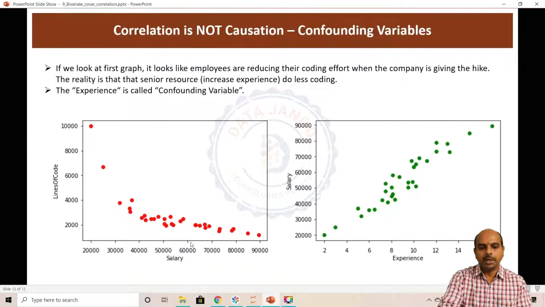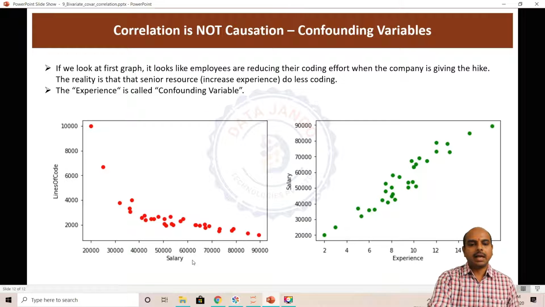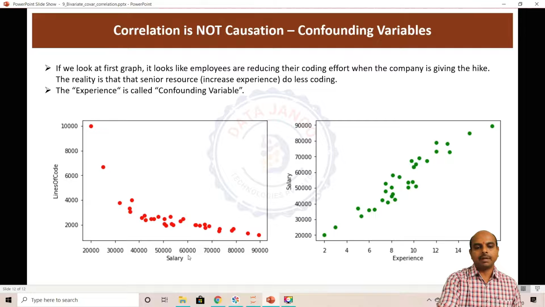So if you look at these two graphs, on the x-axis I have taken salary, and on the y-axis I have taken lines of code. If you look at this graph, what is happening is, with the salary increasing, the lines of code is decreasing, right? If you look at 90,000 salary, the lines of code is too low. If you look at 20,000 salary, the lines of code is too high, right? With salary increase, the lines of code is decreasing.